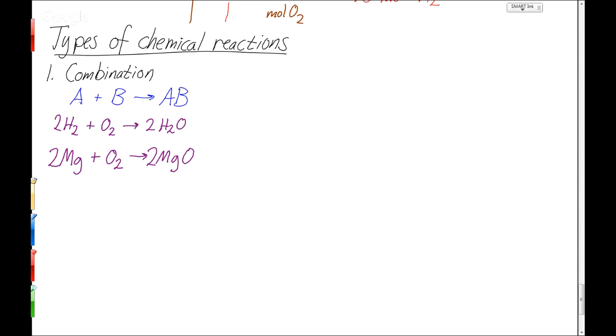So think about that as you're doing this. The ratios of the cations and anions in the compounds can change. They don't stay the same on both sides of the equation. Okay, the second one is called decomposition. It's just the opposite of a combination reaction. So you start with one compound in a decomposition reaction, and you break it into a couple pieces.